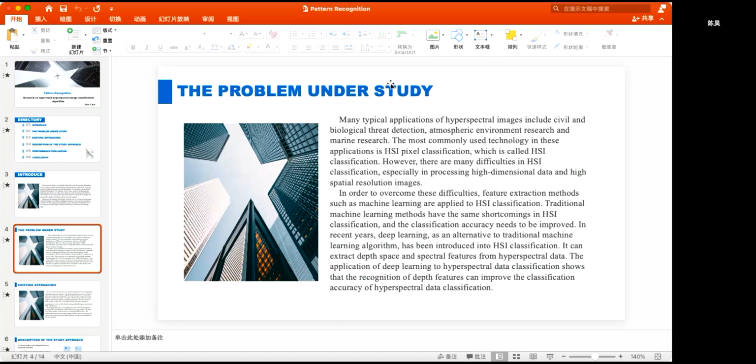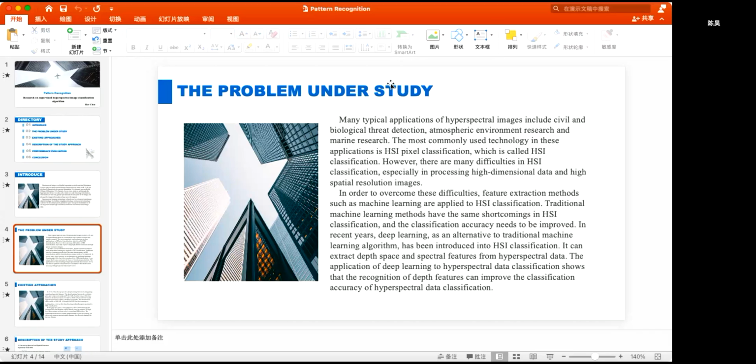And the second part is the problem and the study. Many typical applications of hyperspectral imaging include severe and biological threat detection, atmospheric environment research, and marine research. The most commonly used technology in these applications is HSI pixel classification, which is called the HSI classification. However, there are many difficulties in HSI classification, especially in processing high-dimensional data and high spatial resolution images.